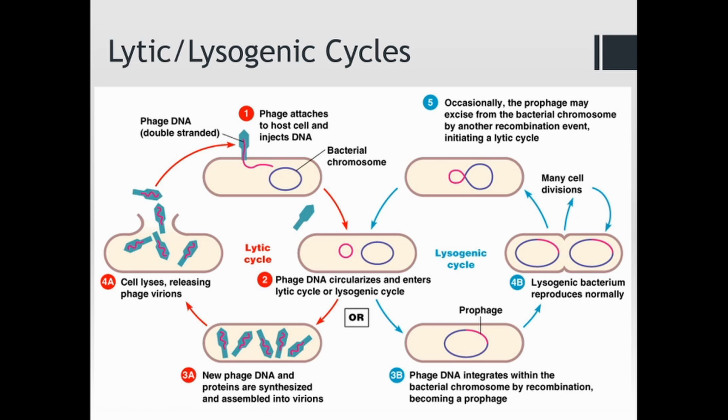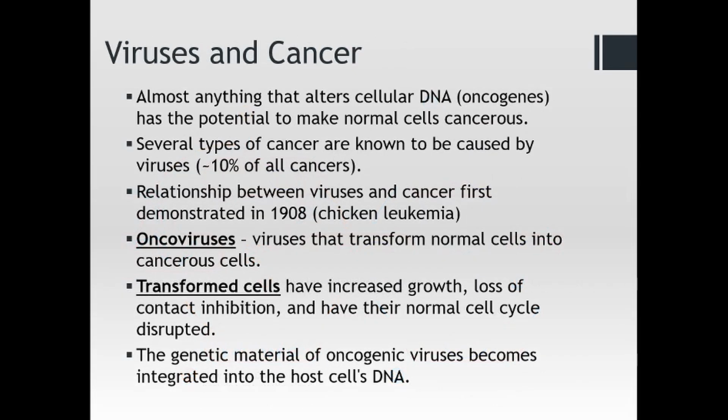And then it can, like it says there in the blue number 5, begin or initiate a lytic cycle. And it's like a figure 8, and you can see how then it can leave the cell and then go and infect other cells. So lytic and lysogenic cycles, 2 ways that viruses will reproduce in cells, bacterial cells or eukaryotic cells as well. Viruses and cancer.